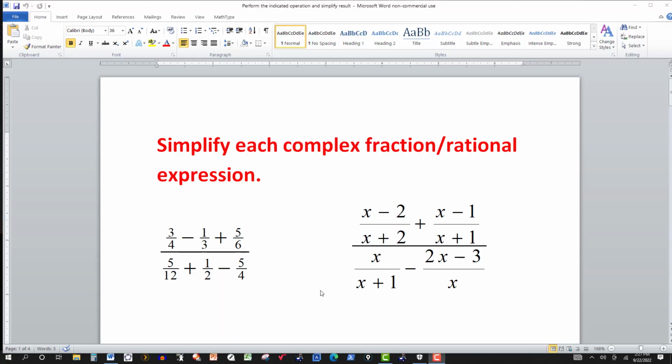In this video, we're going to look at how to simplify a complex fraction. That's the first one, a regular fraction here. And the second one we can call a complex rational expression. So you can see a complex fraction is simply one that has fractions in the numerator and/or denominator. So we'll look at two methods to simplify these.